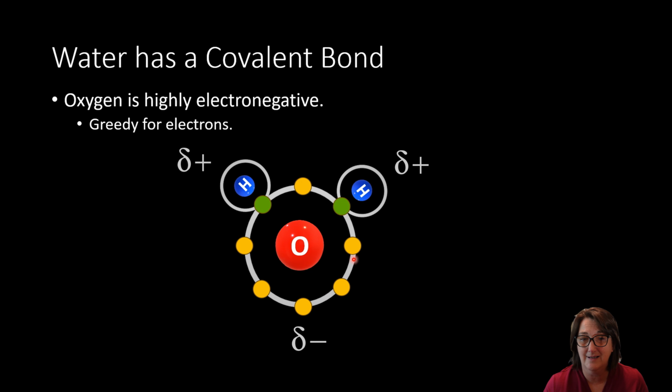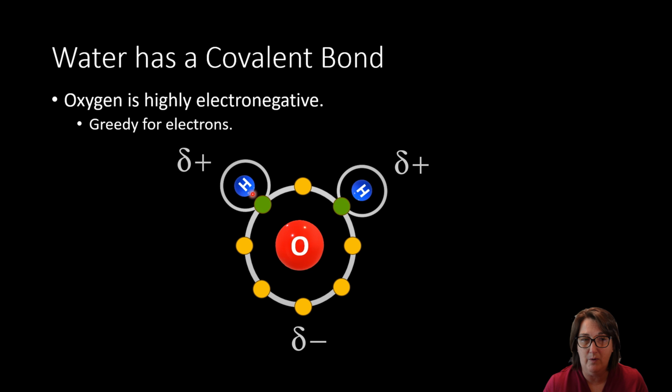Remember, I only had 6 valence electrons. I have an atomic number of 8, so a neutral oxygen atom is also going to have 8 electrons: 2 in that first ring, 6 in the second ring, for a total of 8.